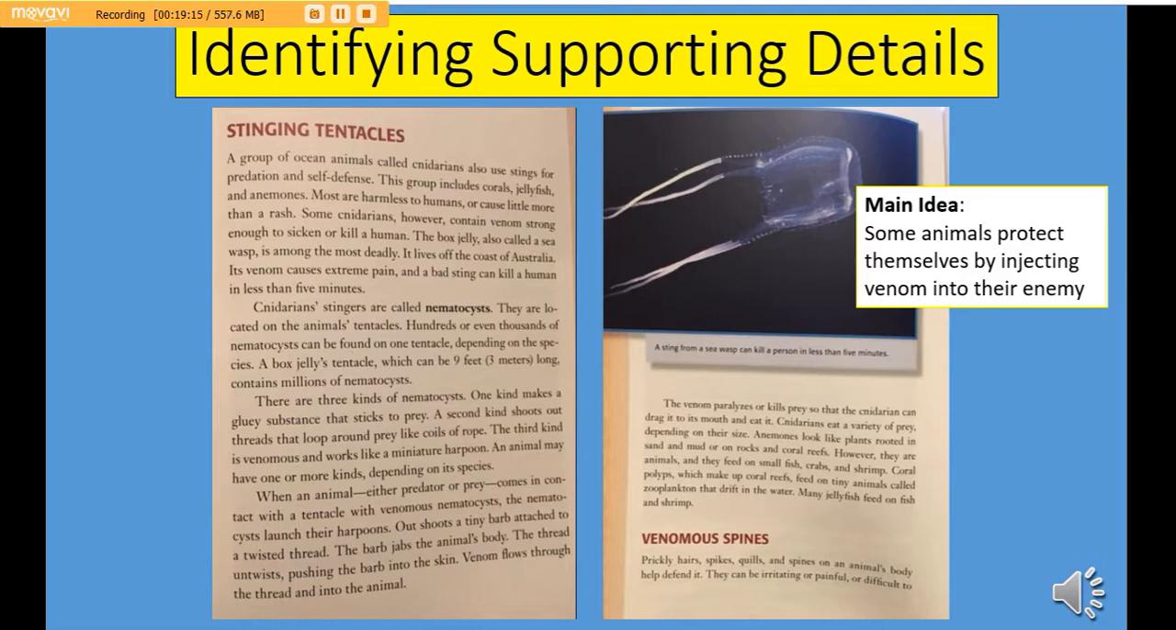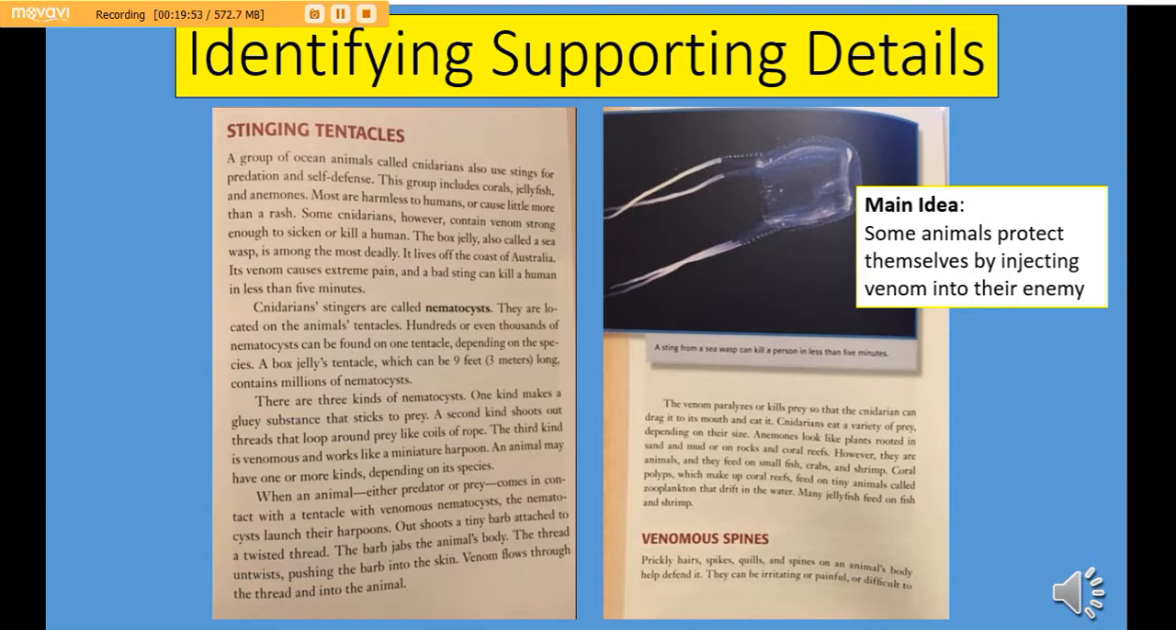There are 3 kinds of nematocysts. One kind makes a gluey substance that sticks to prey. A second kind shoots out threads that loop around prey like coils of rope. The third kind is venomous and works like a miniature harpoon. An animal may have 1 or more kinds depending on its species. Take a moment to pause the video, look back at the section that was just read, and see if there are any details that you need to pull out as supporting details for your main idea.